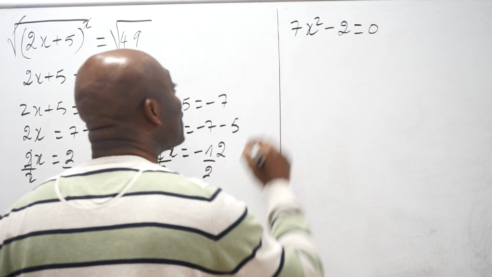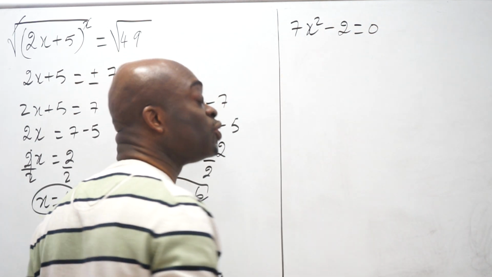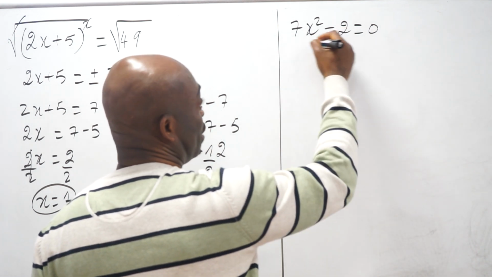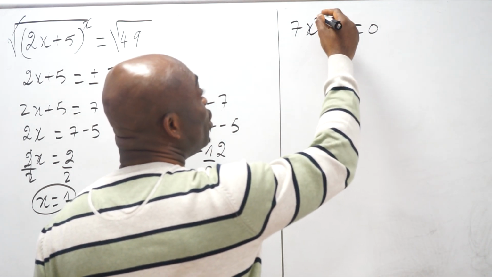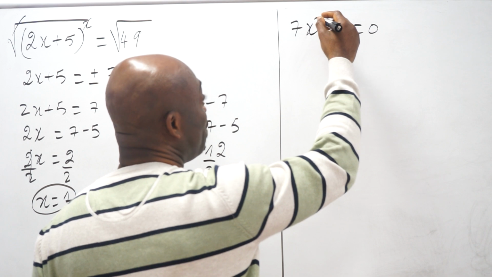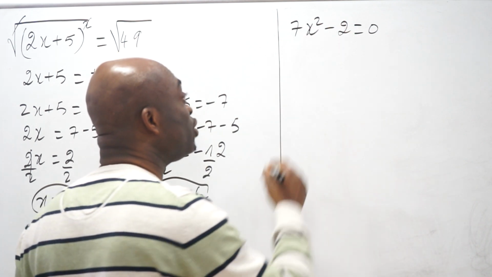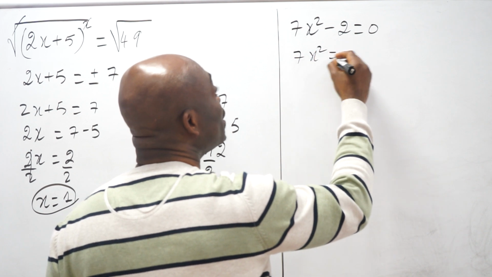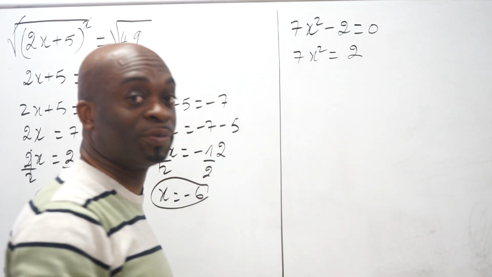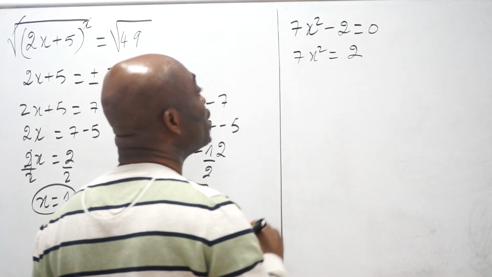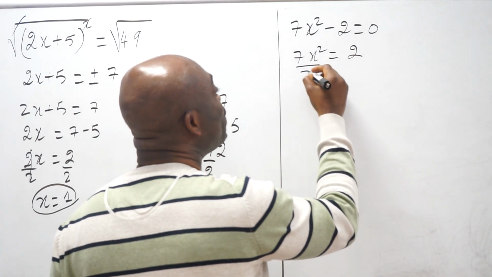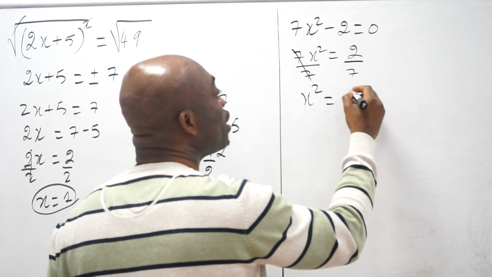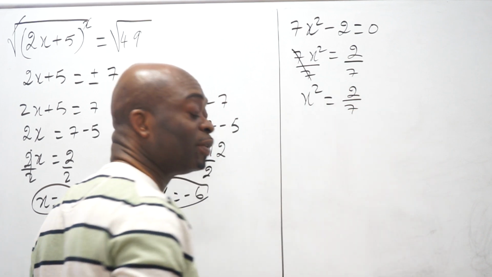So let's come here. We have 7x² minus 2 equals 0. Same thing that we did before. Now in this case, we just have x squared, but we're trying to solve for x. So the best thing to do is to carry the negative 2 to the other side. So it's 7x² equals positive 2. We have to balance things out. Then we can divide both sides by 7, because we're solving for x. So we have x² equals 2 over 7.